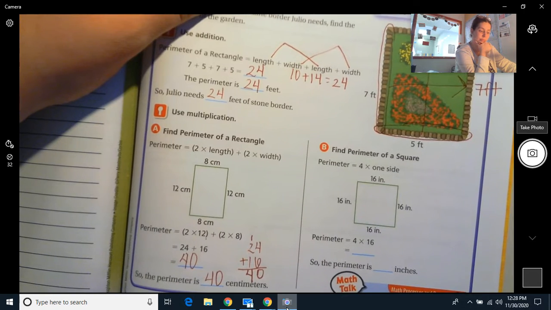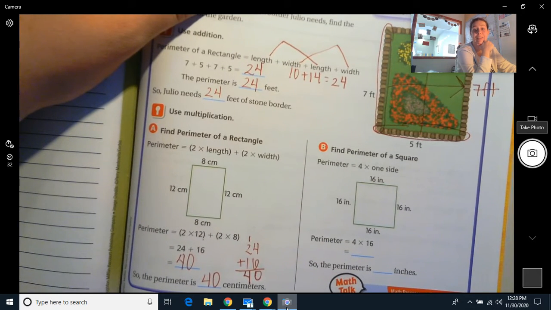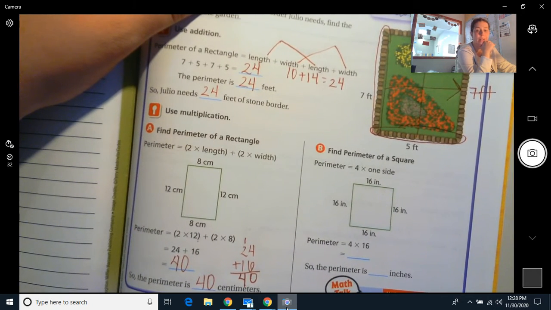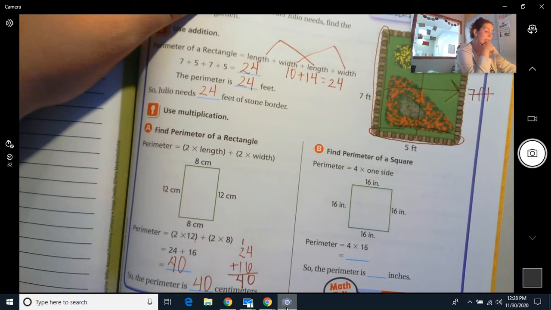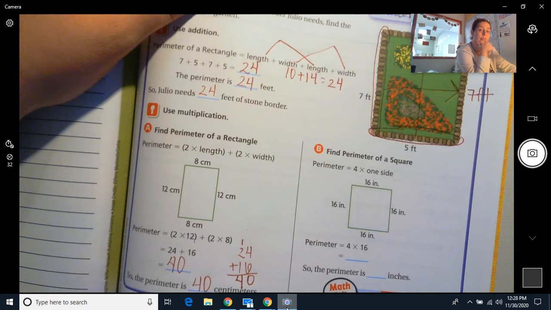Yes, Maria. What's your question? What page we are? 717. So towards the back of your book, okay? Aria, what's your question? How do we know if we are adding or multiplying?